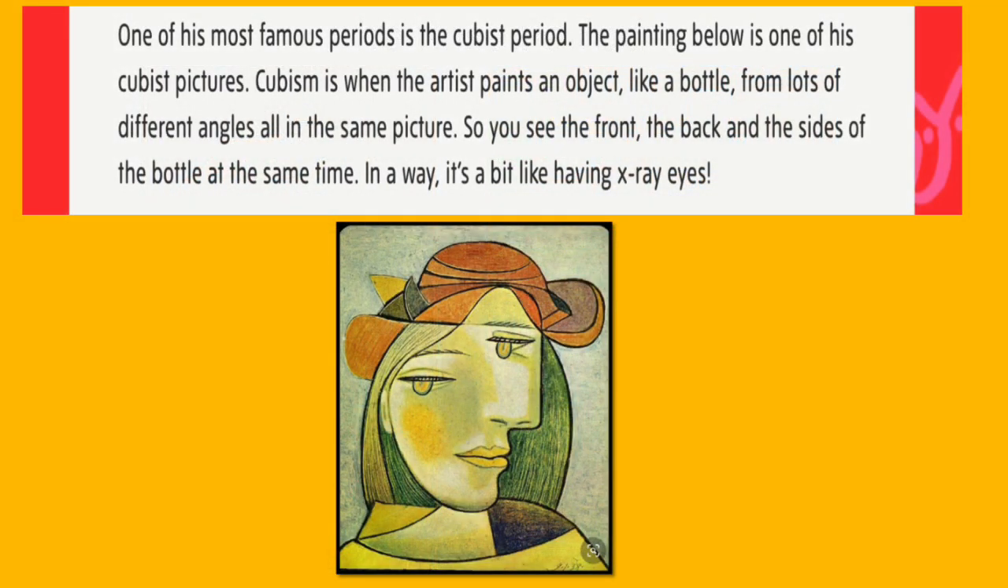Then he had his Cubist period, and this below is one of his Cubist pictures. Cubism is when an artist paints an object like a bottle or a person from lots of different angles, all in the same picture. So you see the front, the back, and the sides of the bottle or the face at the same time. In a way, it's a bit like having X-ray eyes.